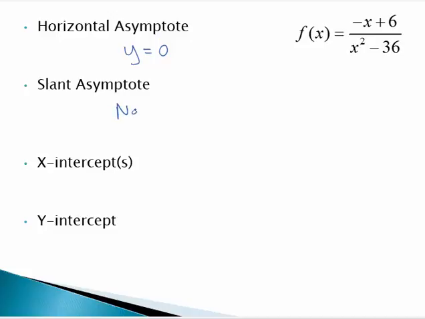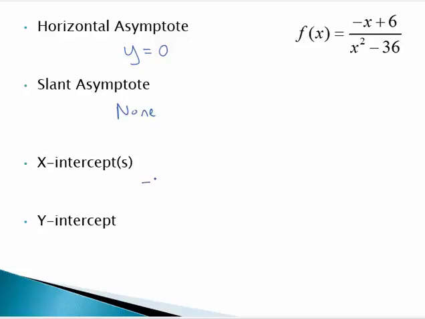Slant asymptotes, there are none. Remember, a slant asymptote occurs when the degree of the numerator is 1 degree more than the degree of the denominator, and when you divide, your result is a linear function, or a line. In this case, that is not happening. We have a horizontal asymptote, so we do not have a slant asymptote.